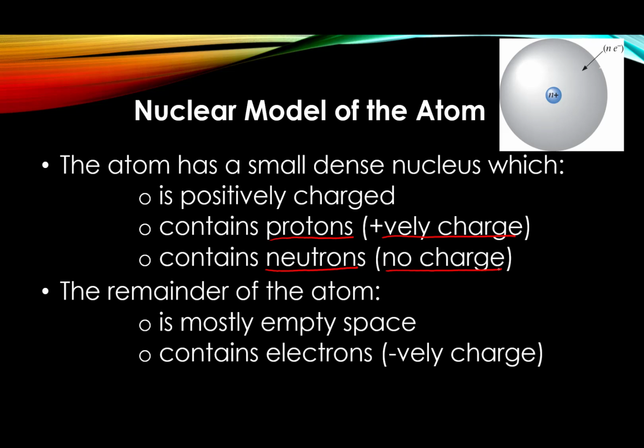Right outside the nucleus is where the electrons are. Electrons are negatively charged species, and they contribute to the size of the atom, whereas the nucleus contributes to the mass of the atom. Then, as discussed before, electrons, in comparison to protons and neutrons, are almost massless.